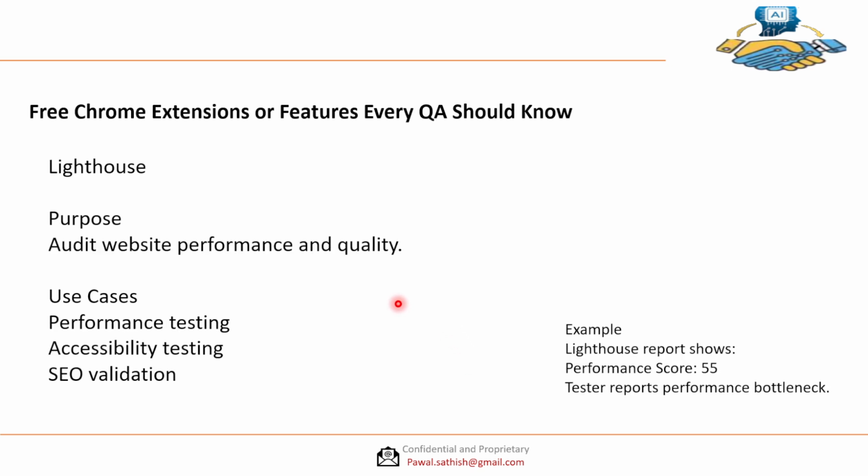Then next is the Lighthouse extension. We can use Lighthouse when we need to identify website performance and quality. For example, if the Lighthouse report shows the performance score is 55, the tester reports the performance bottleneck.